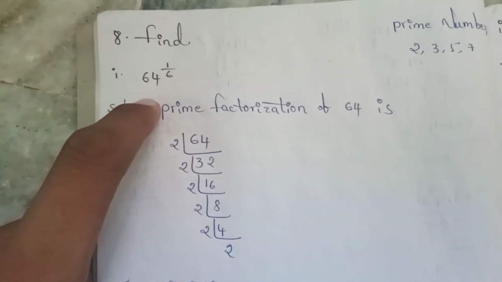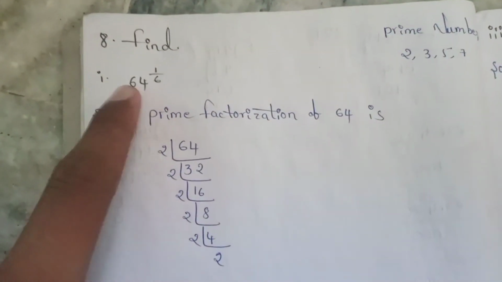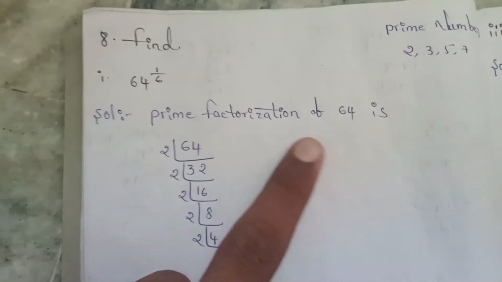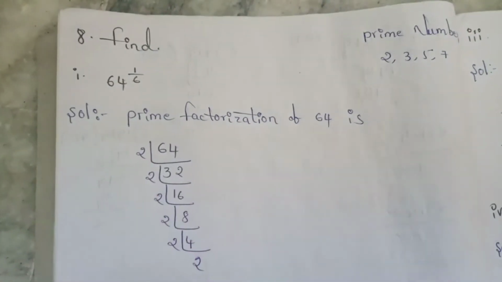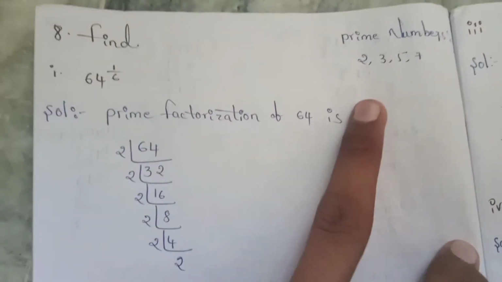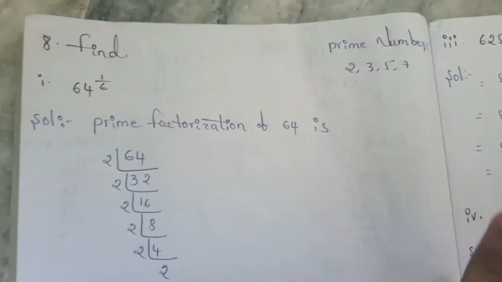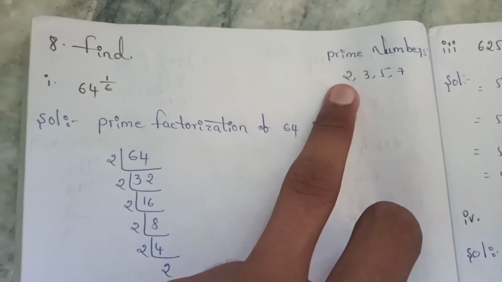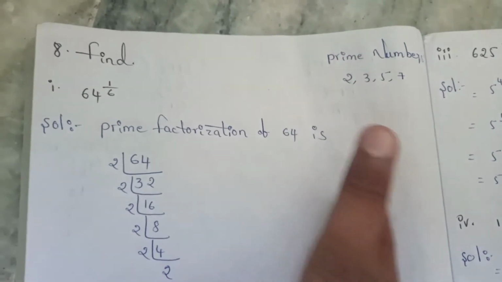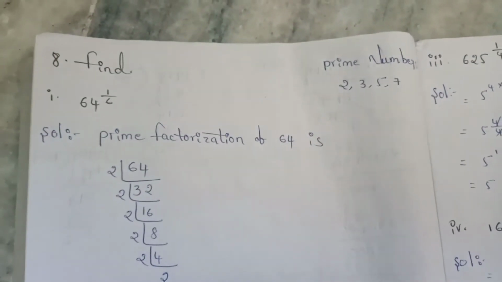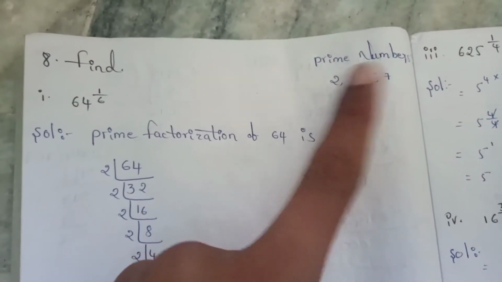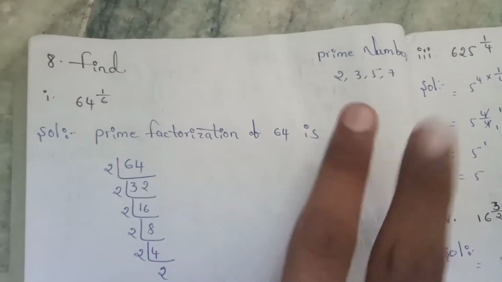Next, the 8th bit: find 64 power 1 by 6. We have to prime factorize the number 64 first of all. You know prime factorization: we take only prime numbers. You know what prime numbers are: 2, 3, 5, 7 and so on. Why are these called prime numbers? Because a prime number has only 2 factors, the number itself and 1. Here, 2 ones are 2, so only 2 factors are there, so it is a prime number.